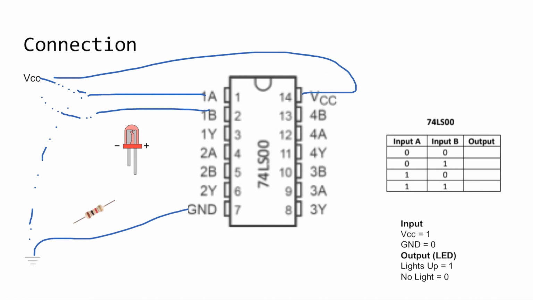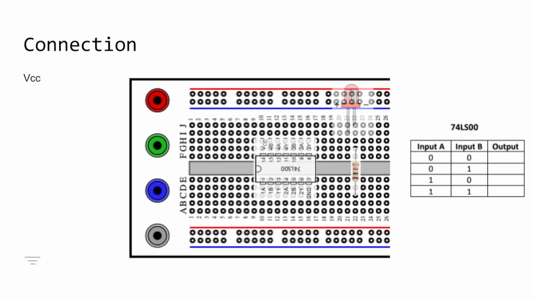Same goes to this one. We can either connect them to VCC or ground to simulate the input 1s and 0s. So remember that VCC stands for 1 and ground stands for 0. So if we want two 1s over here, then we connect both of them to VCC. If we want both 0s, we can change these to ground.